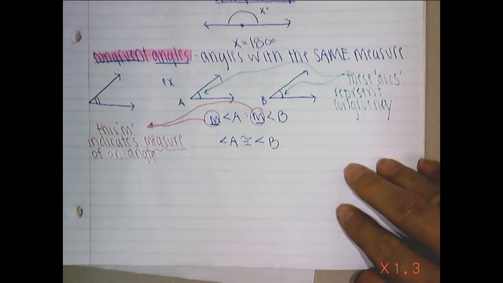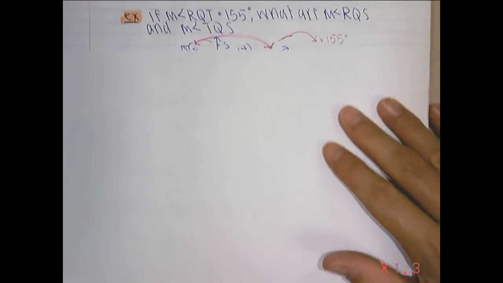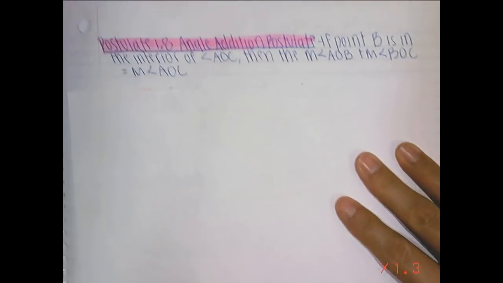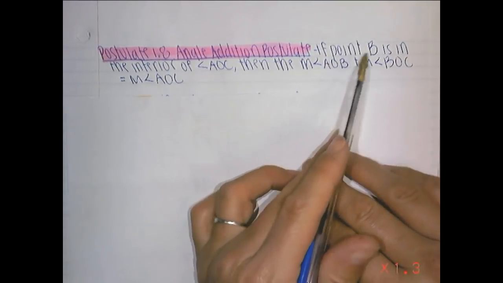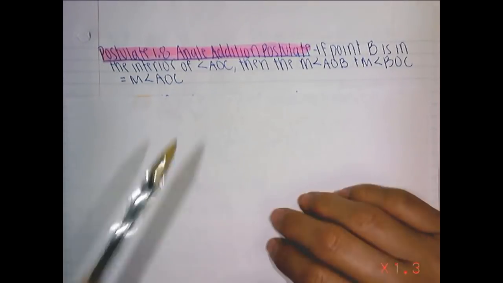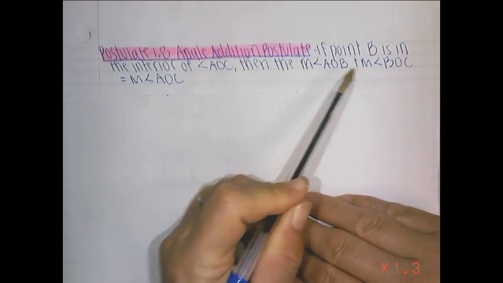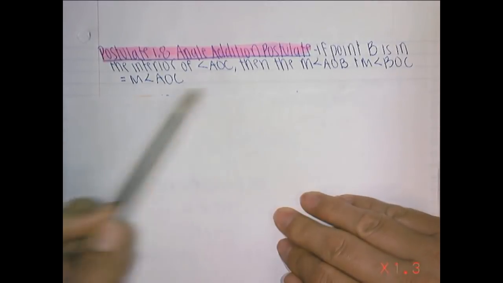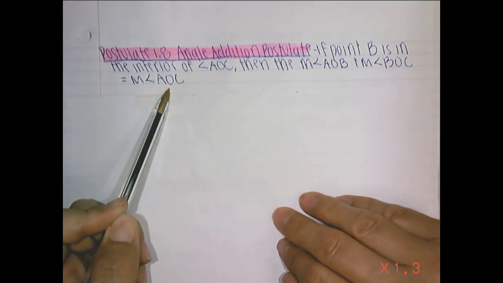All right, your last page for today. And here is where we actually get to work with numbers in math again. Yay! Okay, so first, we're going to talk about the angle addition postulate. If point B is in the interior of angle AOC, then the measure of angle AOB plus the measure of angle BOC is equal to the measure of angle AOC. Oh my goodness, Mrs. Black, what the heck does that mean?